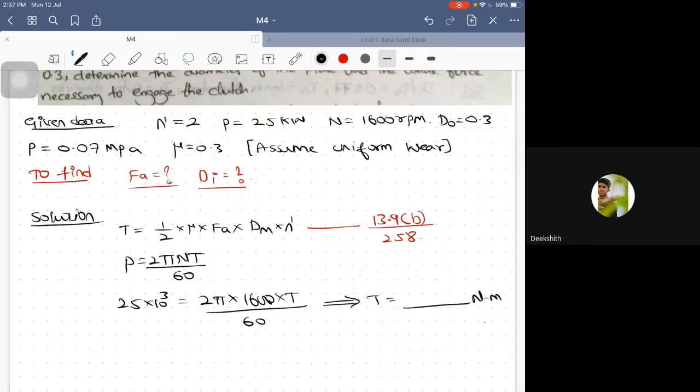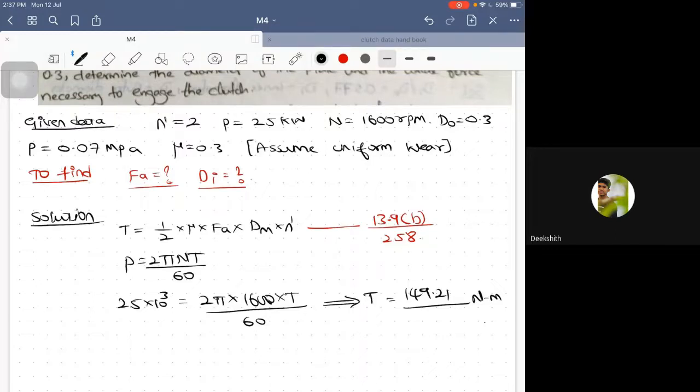Since the value of power is given as 25 kilowatts, from that you can extract the value of torque. Can I get the value of torque from this? 149.21 Newton meters. Excellent. So it is 149.21 Newton meters.